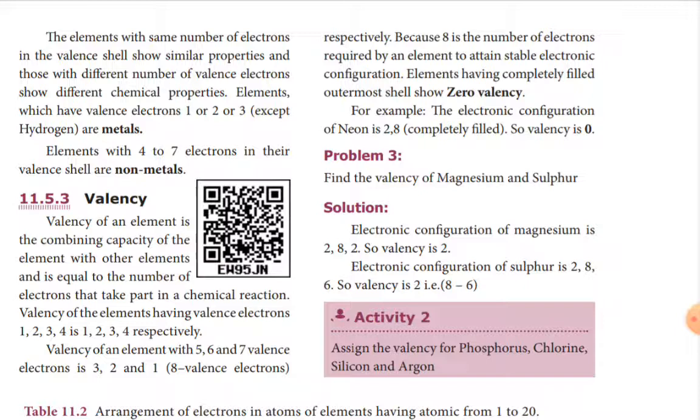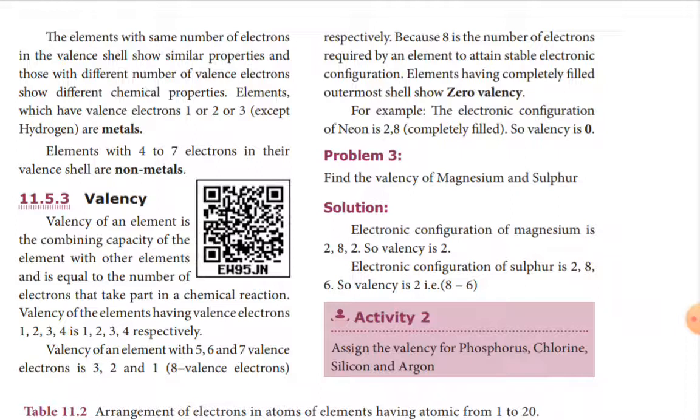So for elements like helium, neon and argon, their outermost shells are completely filled. So what is their valency? Their valency is equal to 0. They are not ready to give up or gain any electron, so they do not take part in chemical reactions. The electronic configuration of neon is 2, 8. The second orbit is completely filled, so the valency is 0.